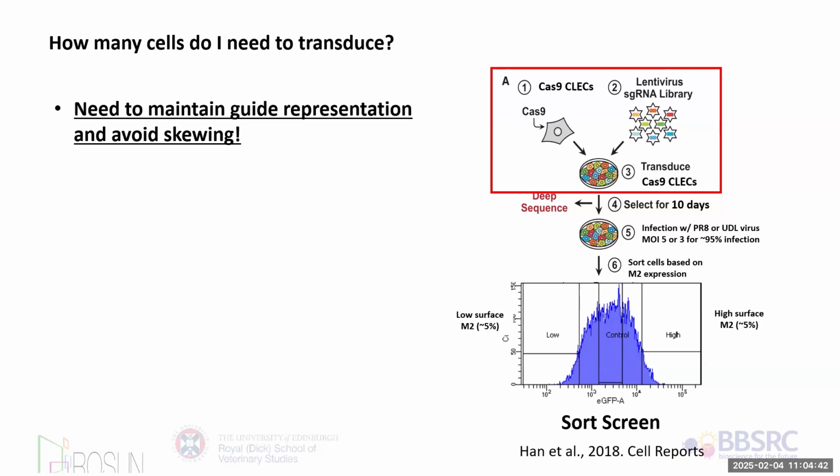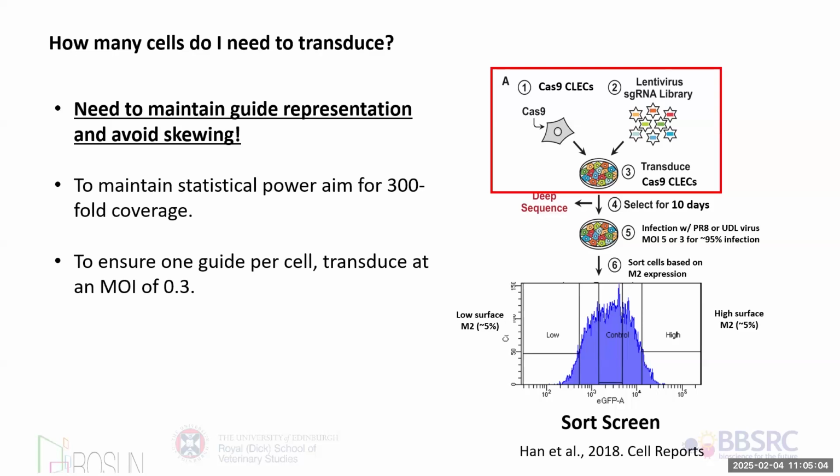So what they kind of suggest is a minimum of 300 guide coverage. That means 300 of each single guide. And again, it's this question of 300 being the minimum. If you go for more than that, that's better. So you want to give yourself a little bit of leeway.